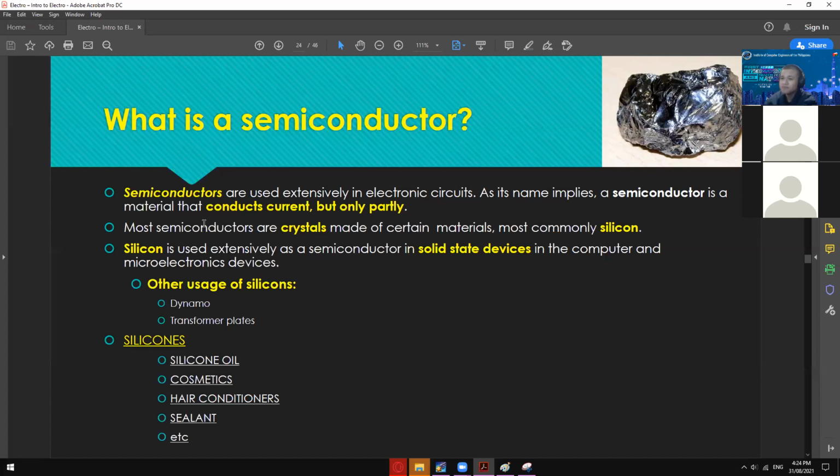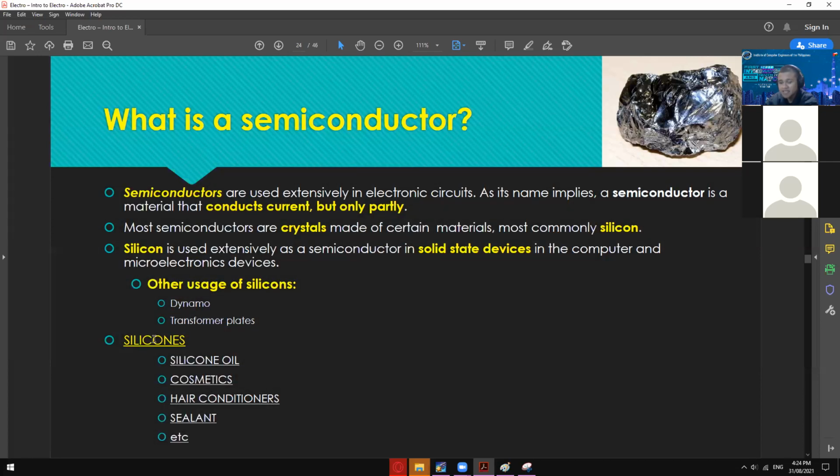Okay? And then most semiconductors are crystals made of certain materials, most commonly silicon. Okay. And silicon is used extensively as semiconductor in solid state devices. Okay, or the SSD, the one that we have in our computers. So yun yung upgraded ng HDD in a computer and micro electronic devices. So here are the other usage of silicon. So here they can also be used in dynamo or transformer plates and many more. Okay, hindi lang na lagay dito.